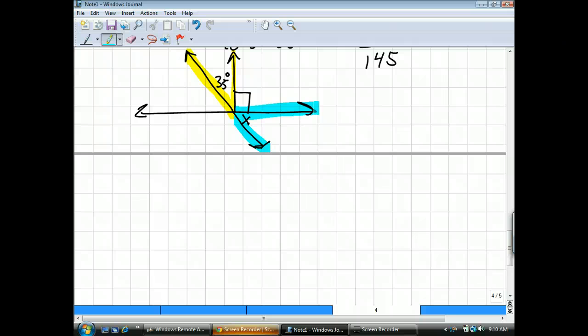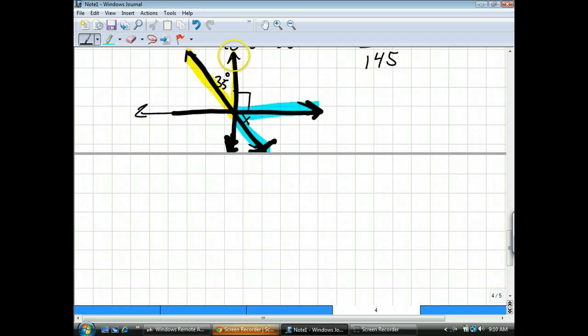Well, this is the same line. So that one's okay. But this line is different from this line. Okay? So there's two ways that we could go about this.